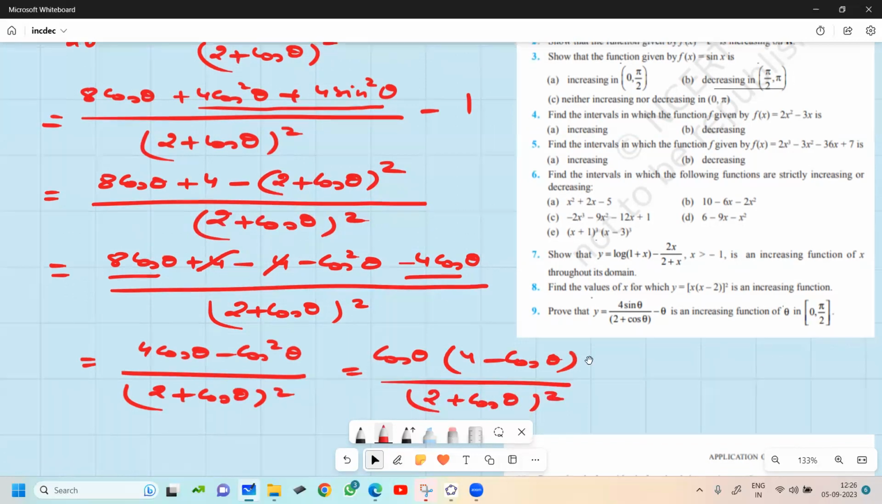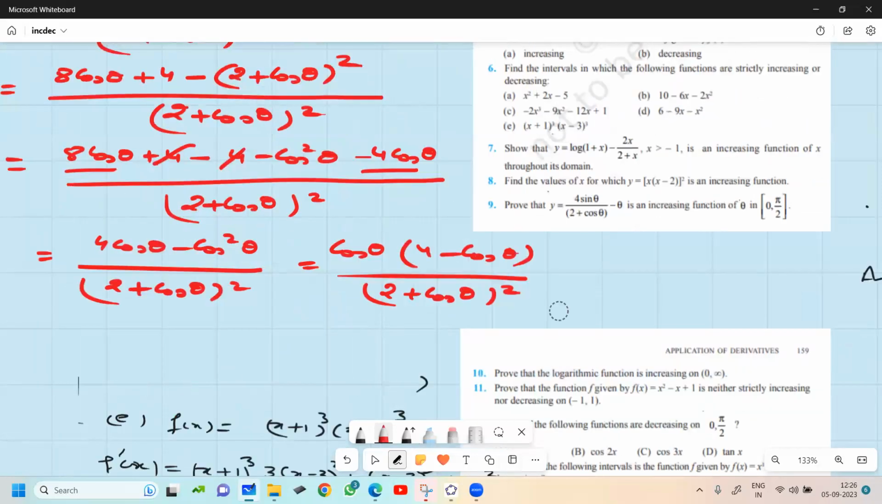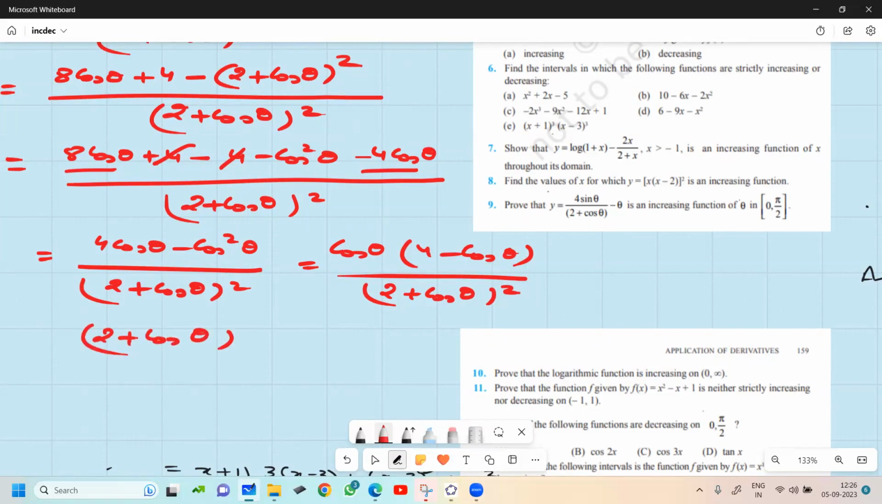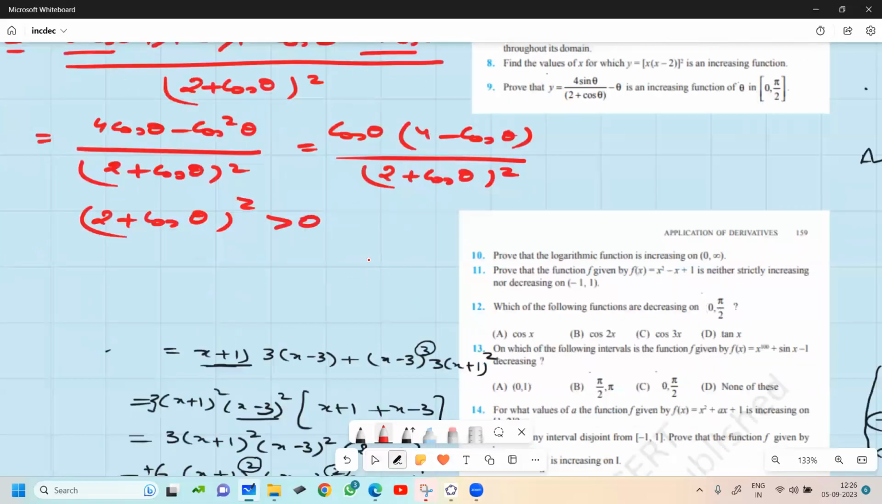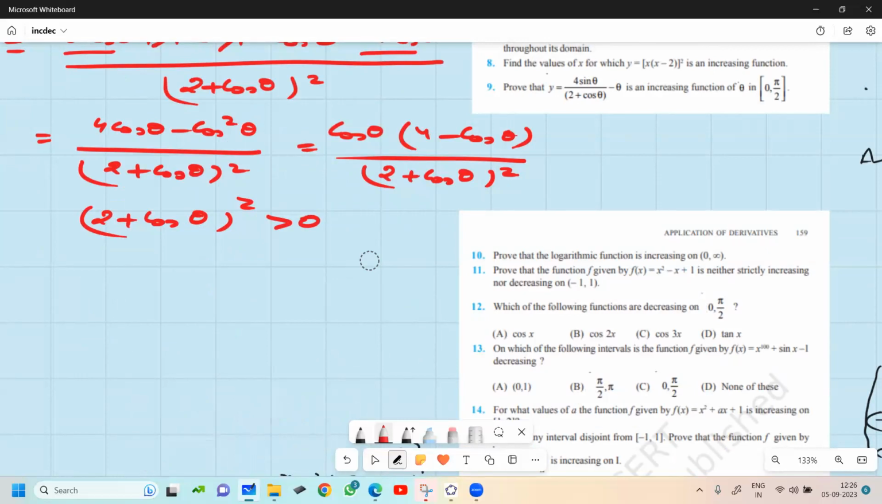Now, what will you do? (2 plus cos theta) whole square is positive, being square. It is always positive. Now, cos theta lies between minus 1 and 1. We want to check whether it is positive or negative. Don't make it positive and say cos theta can't be 4, so rejecting this value. No. So, for cos theta lying between minus 1 and 1, minus cos theta will lie between the negated values. The inequality will change when we multiply or divide by minus.